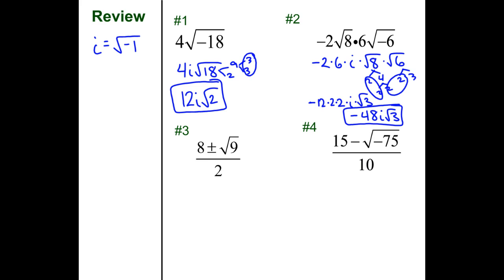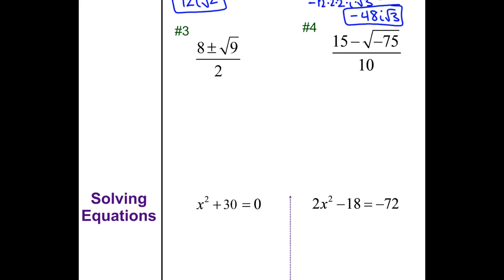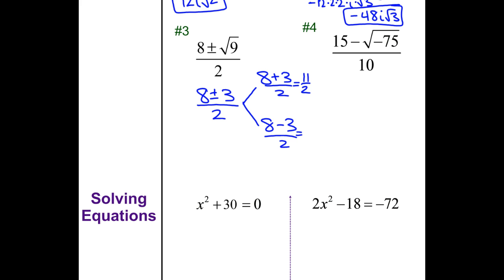All right, then we need to go and do these problems. We're doing plus or minus. And we're just really simplifying this to become 8 plus or minus 3 divided by 2. Can I simplify that? Yeah, I can, because I can do 8 plus or minus 3. So I'm going to split this up into 2 problems: 8 plus 3 divided by 2, and 8 minus 3 divided by 2. Well, 8 plus 3 is 11 divided by 2, and I'm just going to leave it like that. And 8 minus 3 becomes 5 divided by 2. So there are my 2 solutions.